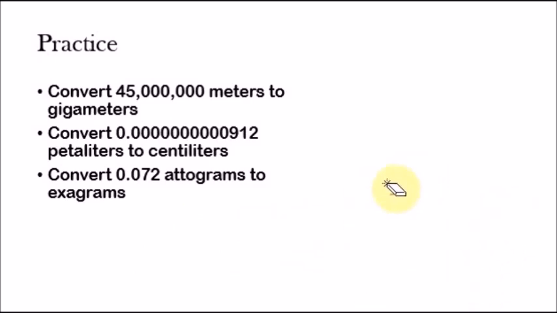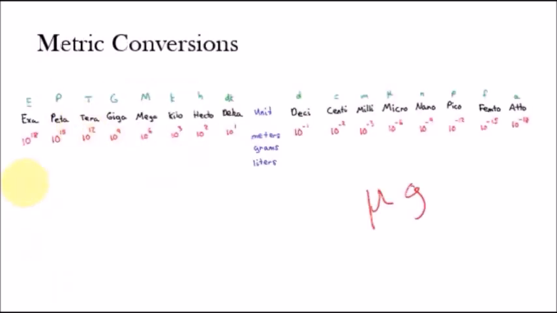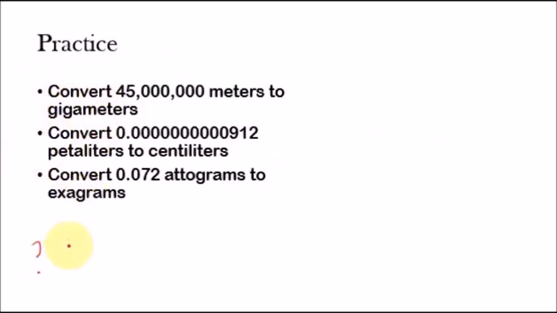So our question here says convert 0.072 attograms to exagrams. So again, set this up the same way. What are we looking for? We're looking for exagrams. If you go back to our chart here, exagrams, capital E, and then our little g. So looking for exagrams, and we're given 0.072 attograms. If you look at our chart here, that's going to be a little a, little g. Actually, let me also convert this to scientific notation. So it'll be 7.2 times 10 to the minus 2 attograms.